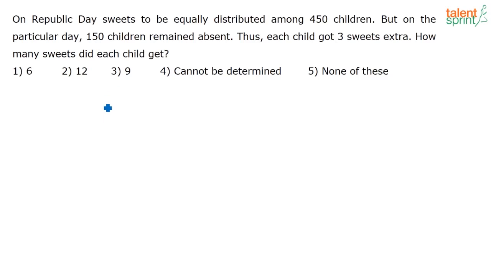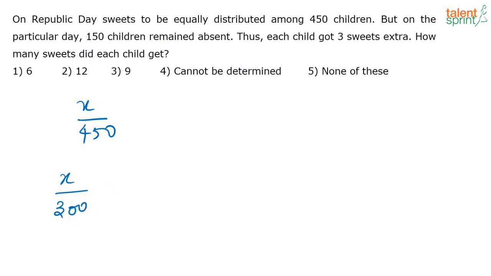Okay, let's see. Let me assume that I have x sweets. In the first case, each student is getting x by 450 because there are 450 students and total x sweets I am dividing among them equally. So each child will get x by 450. Now 150 students are absent. So how many students are there? There are going to be 450 minus 150, or 300 students. So the x sweets are going to be divided equally among 300 students.